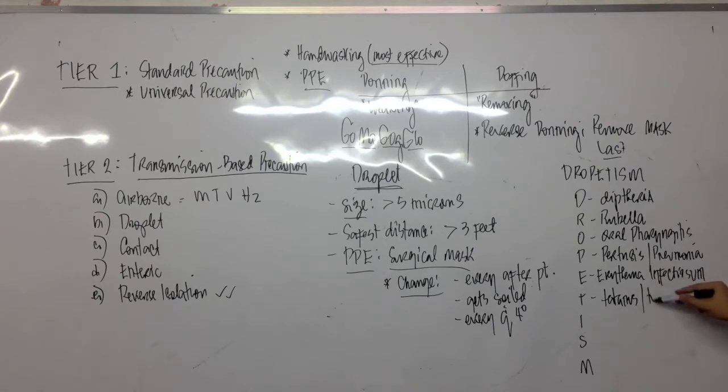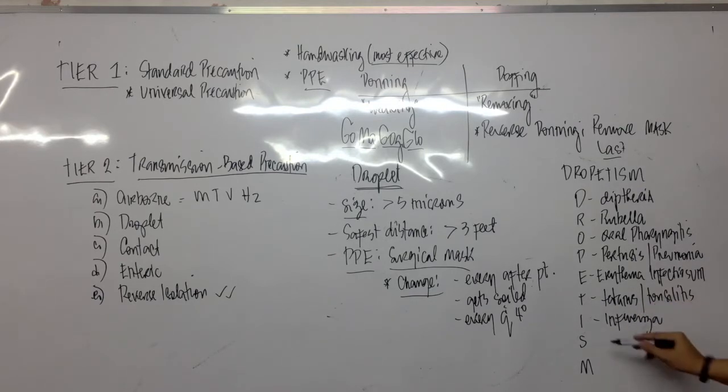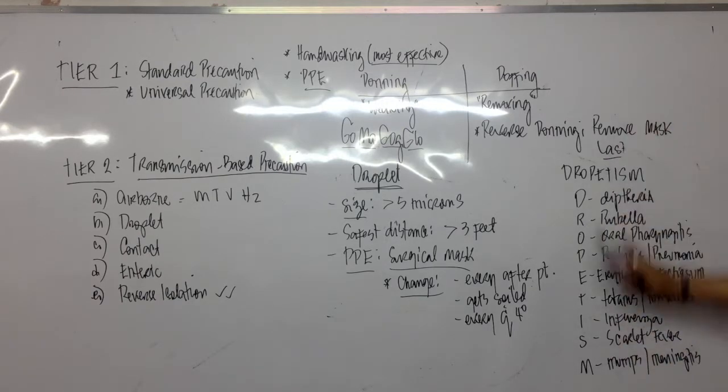T stands for tonsillitis. I stands for influenza, that's your flu. S stands for your scarlet fever, M stands for mumps. And M also represents meningitis. So these are examples of droplet infections, okay?